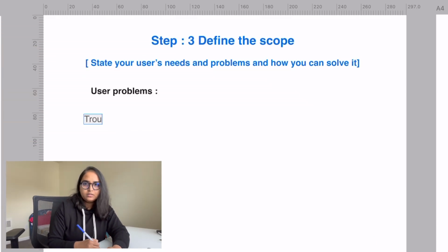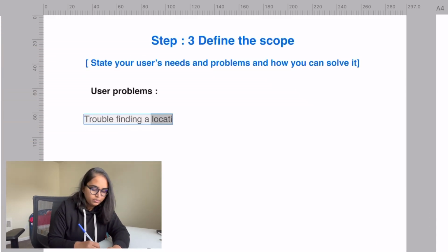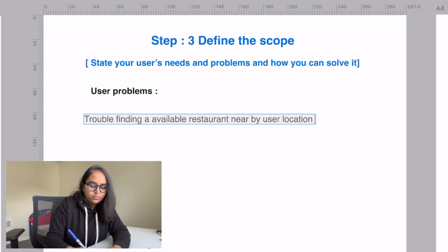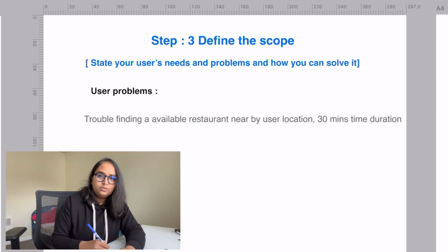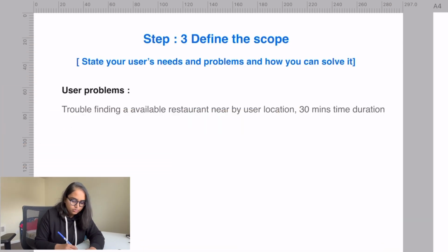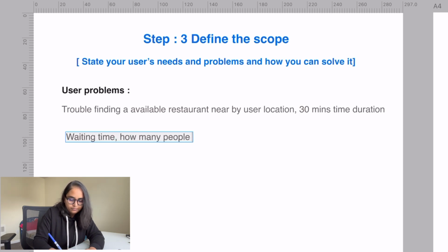So the first problem is that users have trouble finding a good restaurant near their location within 30 minutes. Second, users have trouble knowing how much waiting time there is, or how many people are already waiting before them to get a dining place in the restaurant.